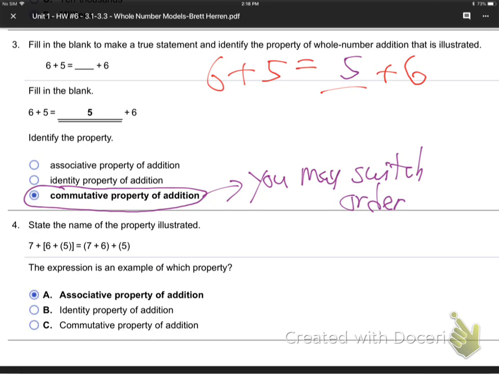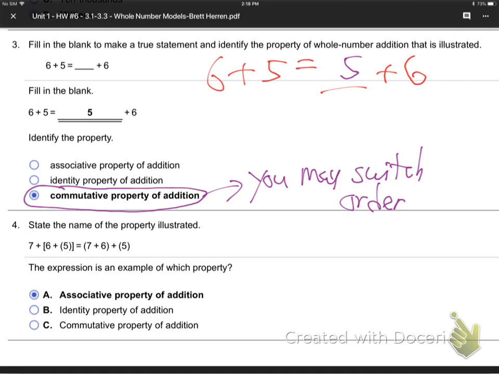Now, is that true for adding, subtracting, multiplying, and dividing? Can you always switch the order, or just some of the operations? We see here it's good for adding. You can certainly switch the order of adding. Any two numbers added, switch the order, same answer, doesn't matter at all. How about for subtracting? Is 6 minus 5 the same as 5 minus 6? No, that's 1, that's negative 1. Not true. So the commutative property doesn't work for subtraction.